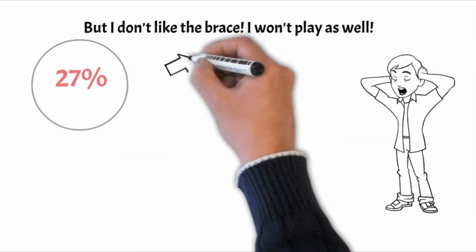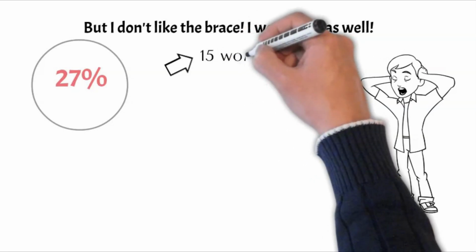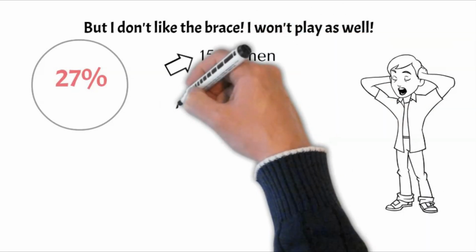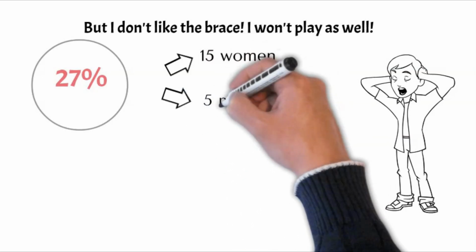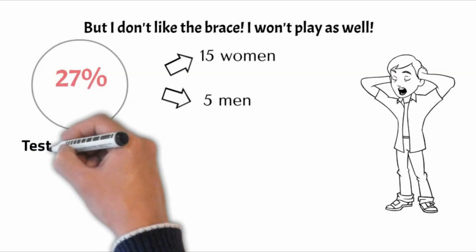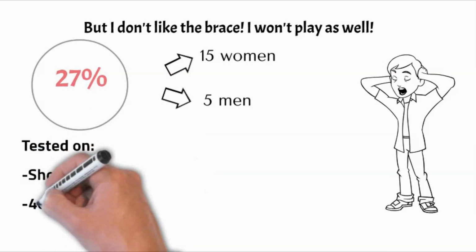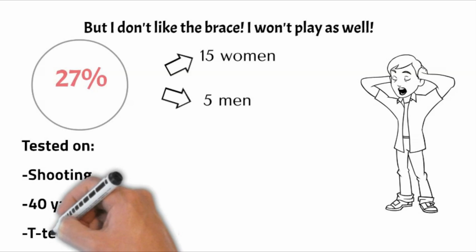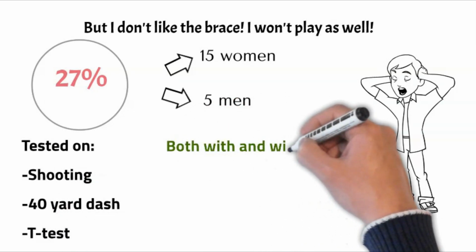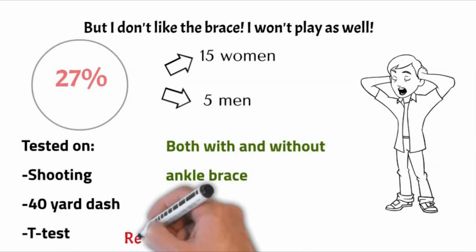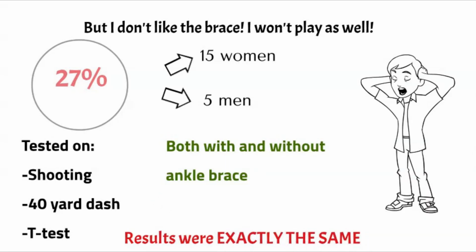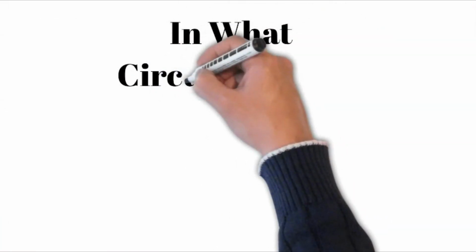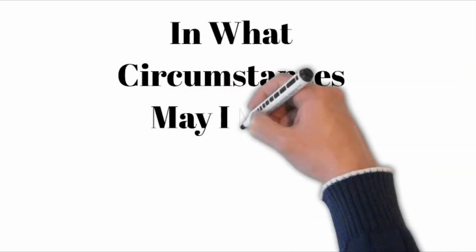The good thing is someone's actually studied it. They took a study where they had 15 women and 5 men. And what they did was they trialled them with and without the ankle brace, and they put them through their paces. So they tested them on shooting ability, so shooting accuracy, speed in a 40-yard dash, and something called a T-test where they went back and forth and side to side, both with and without a brace, 7 to 10 days apart, and the results were exactly the same. Their speed was exactly the same, their shot accuracy was exactly the same. So that means that if you train with it, you should be able to use it, and that'll reduce your chance of having another problem.